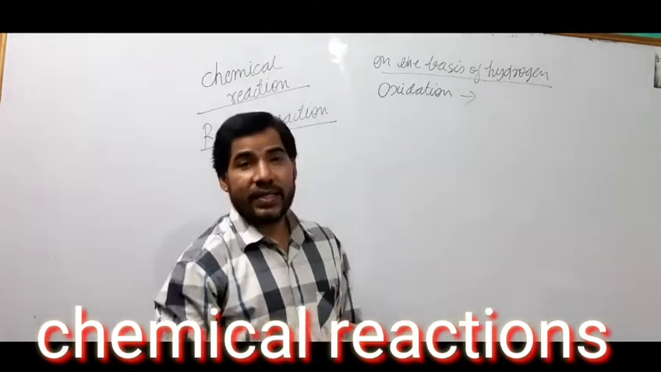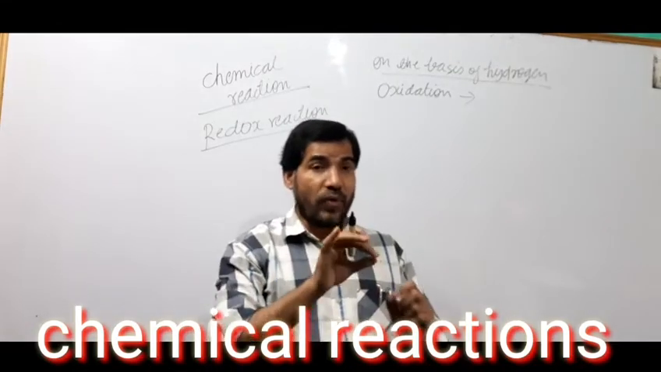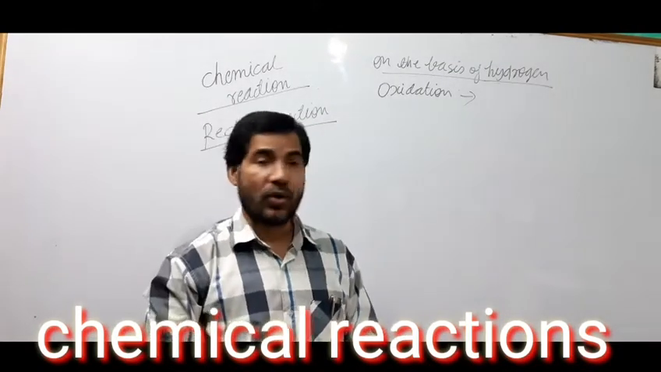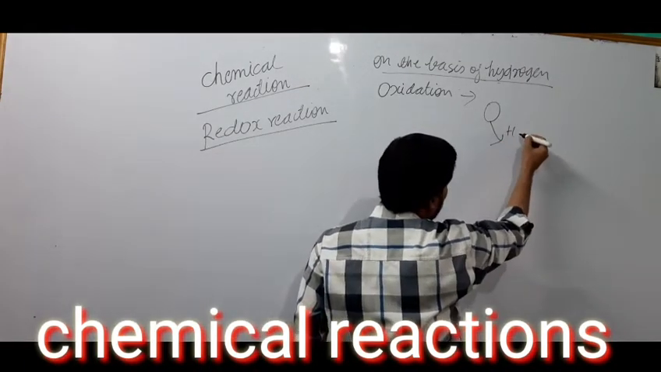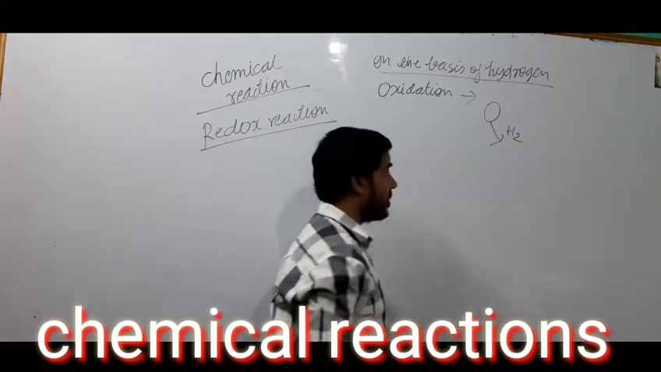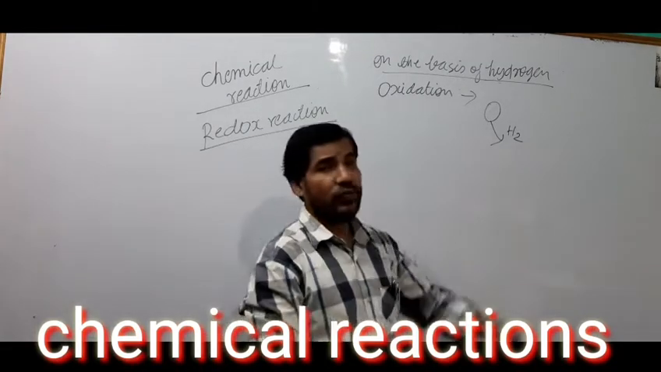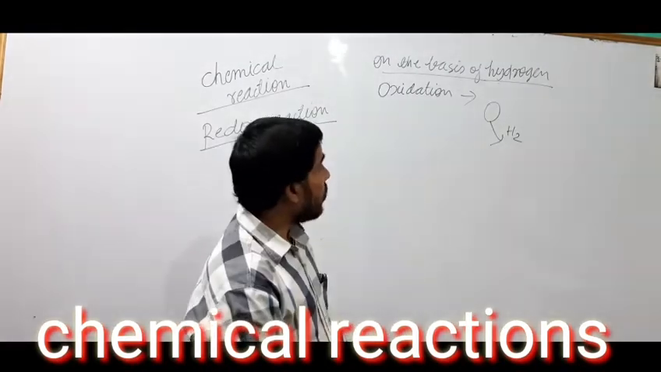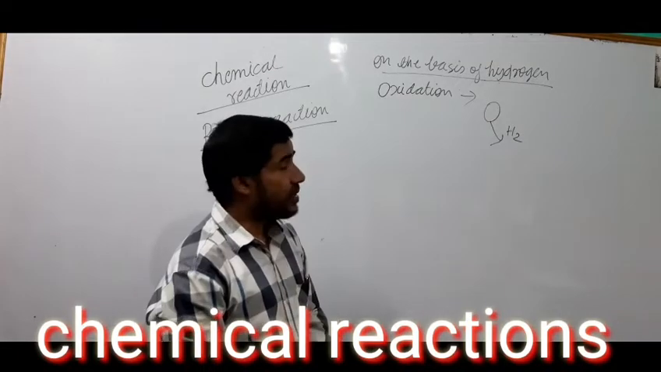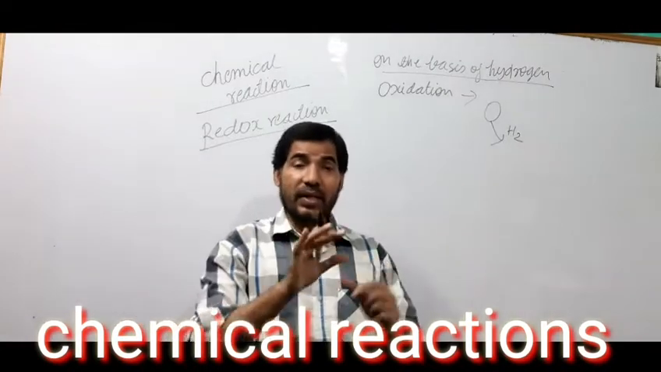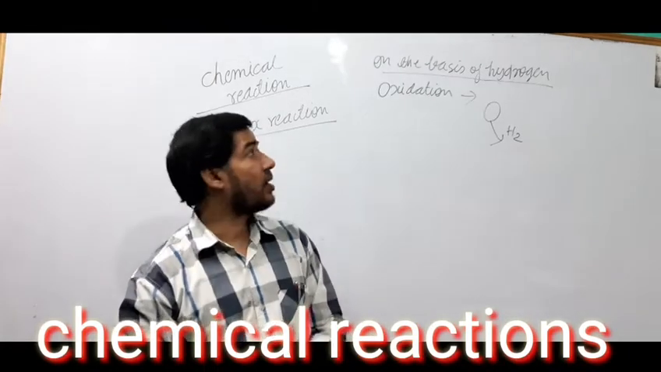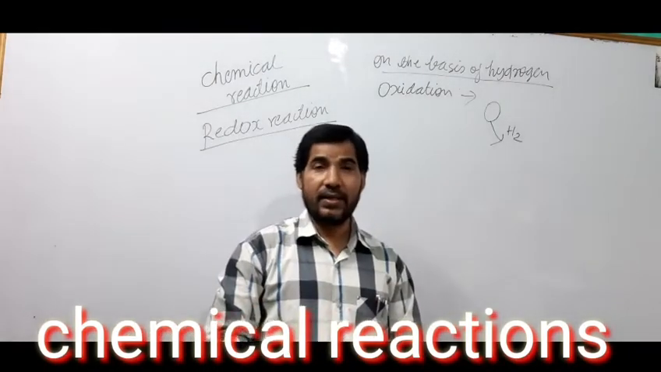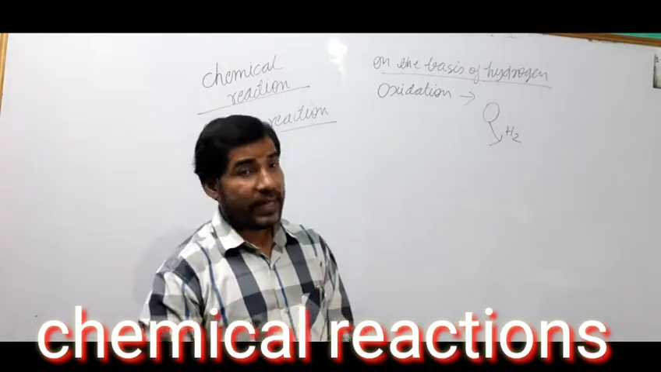Those chemical reactions in which a removal of hydrogen takes place are called oxidation. This symbol tells us about the removal of hydrogen. Here you are seeing hydrogen is removed. So we can define oxidation: those chemical reactions in which a removal of hydrogen takes place are called oxidation reaction. And to understand this, we will take an example.